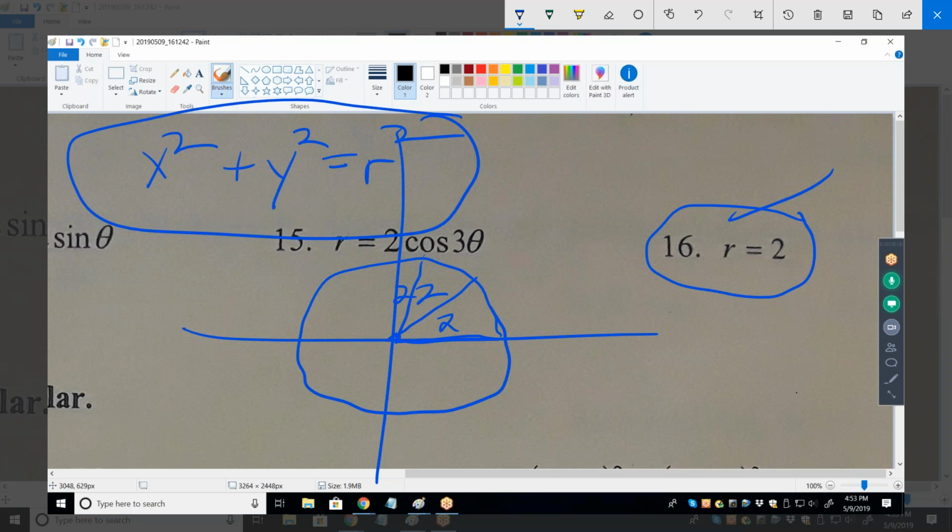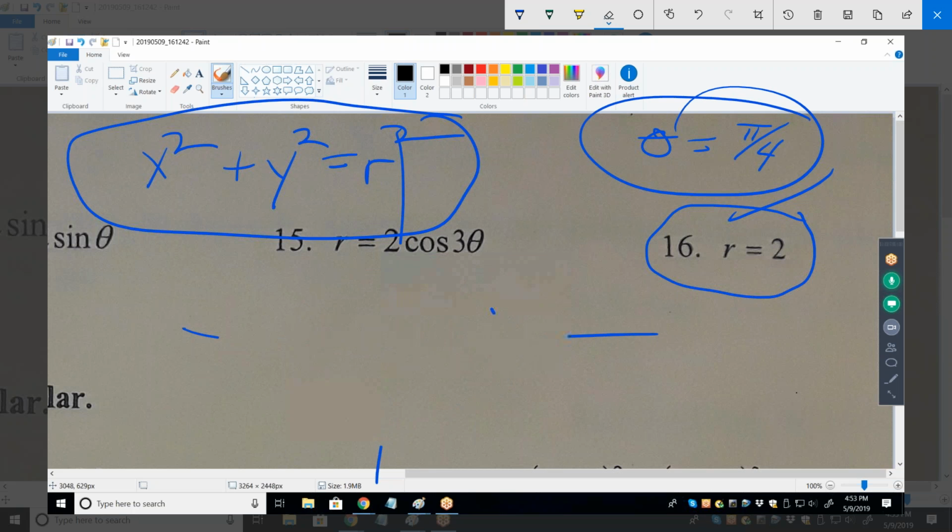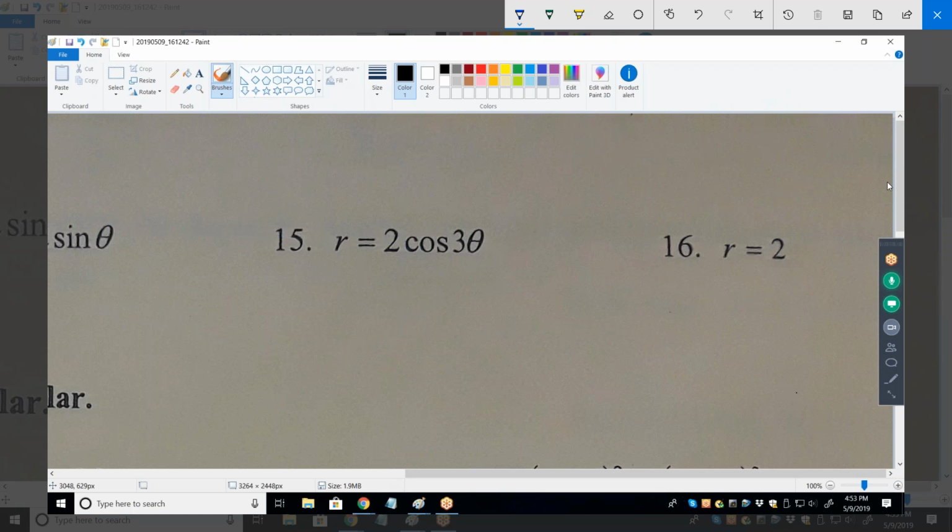If I had theta equals pi over 4, if I had that equation, well, what is that? So that's your straight line. In other words, at pi over 4. So when you have theta equals some number, it's a straight line. When you have r equals some number, it's a circle of radius, whatever r is. And it is helpful to know that.